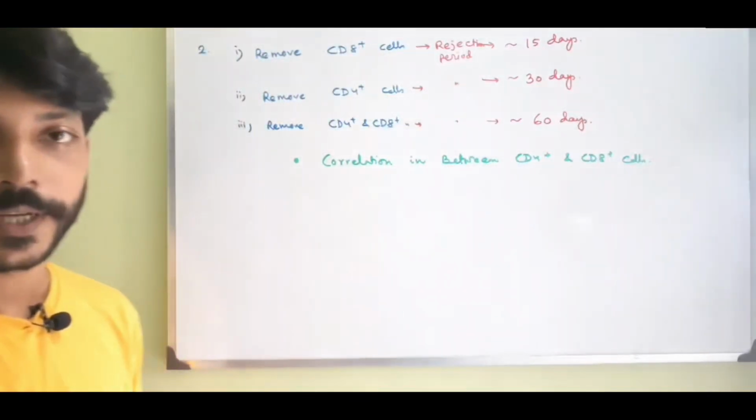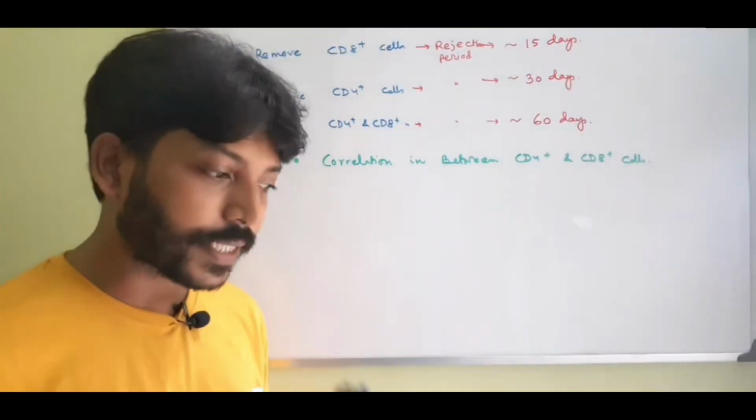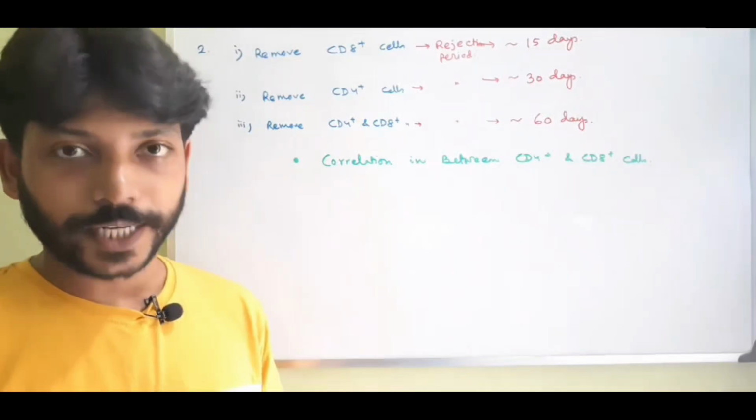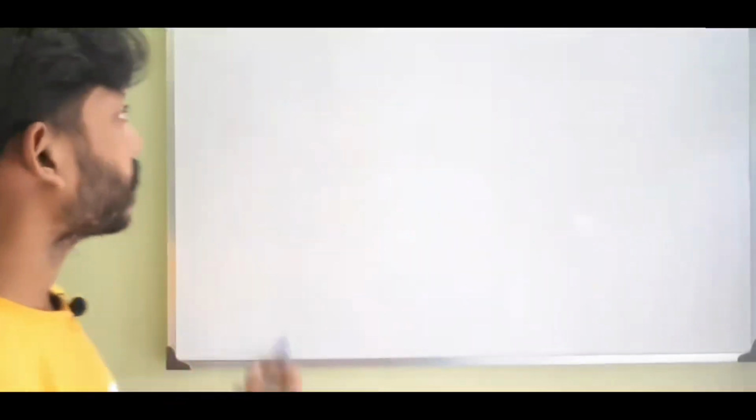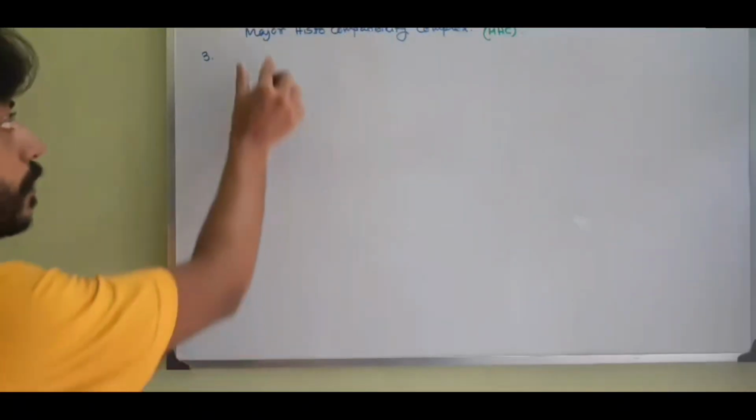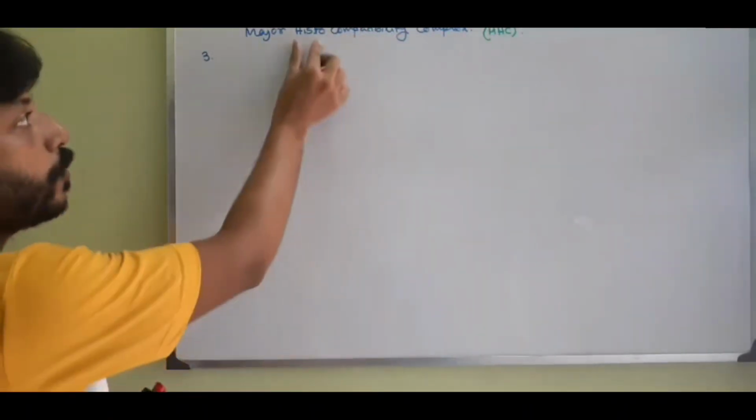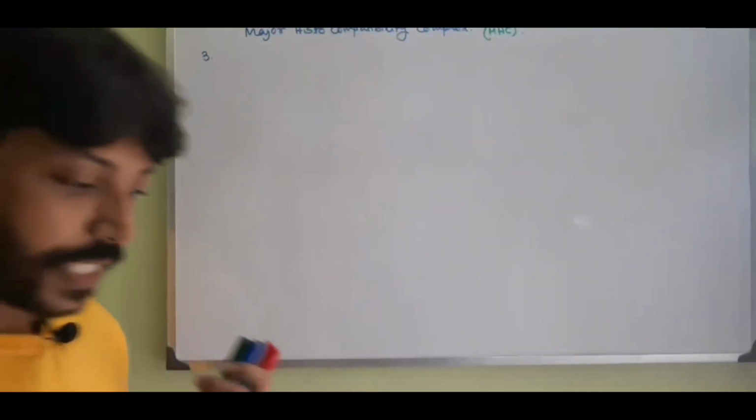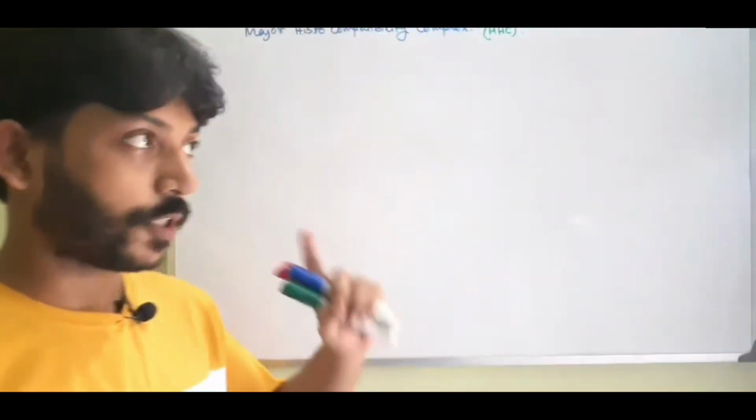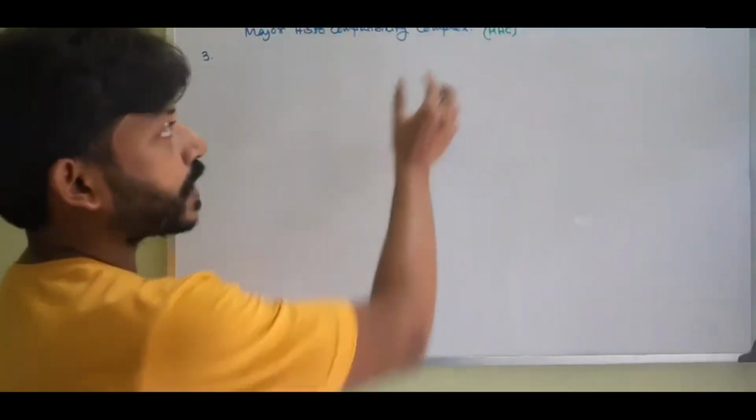Now I will show you another experiment by which scientists understood that there is a molecule that is very important for tissue transplantation rejection. This is the third experiment. They called this molecule the major histocompatibility complex. The name implies major, meaning it has a major role. Histo means tissue, compatibility means whether a recipient is compatible with the donor tissue or not, and complex means the molecule.